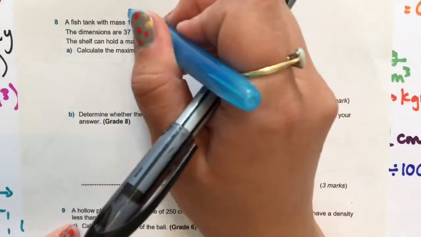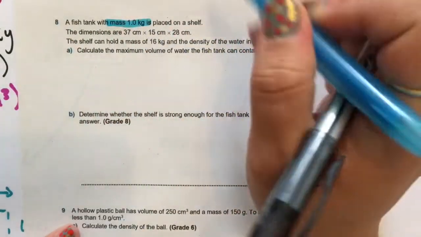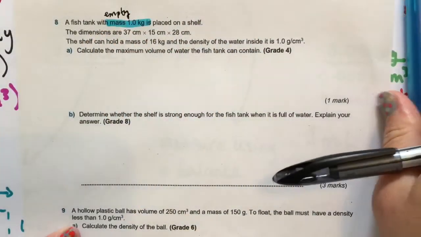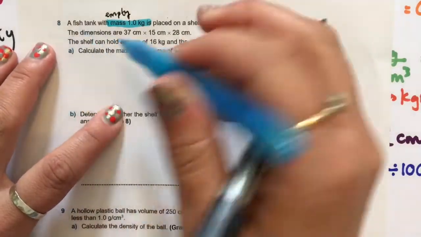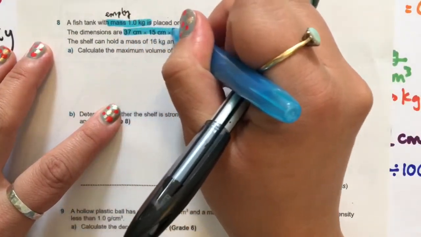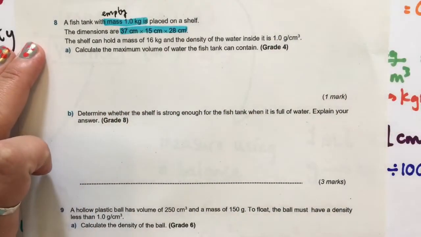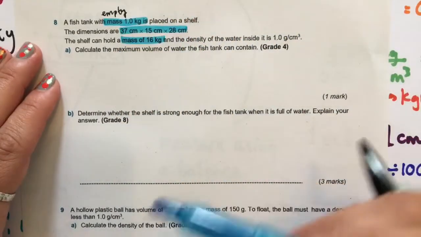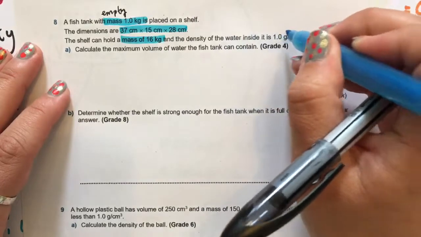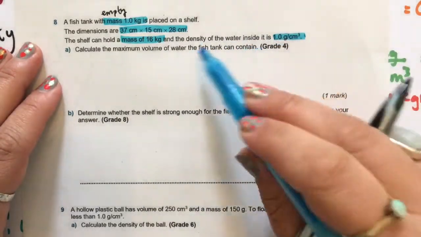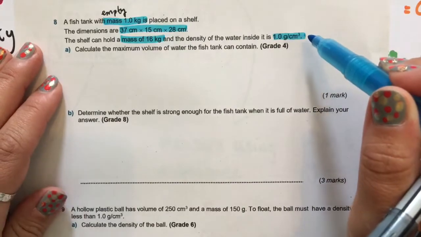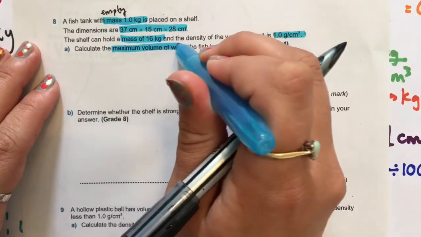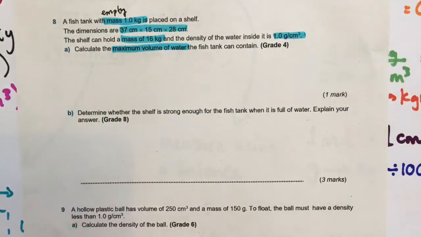So a fish tank with a mass of 1.0 kilograms is placed on a shelf. So this is its empty mass. Okay, it already has a mass of 1.0 kilograms. The dimensions are 37 centimetres by 15 centimetres by 28 centimetres. The shelf can hold a mass of 16 kilograms, that's its limit, and the density of the water inside the tank is 1.0 grams per centimetre cubed. Calculate the maximum volume of water the fish tank can contain.